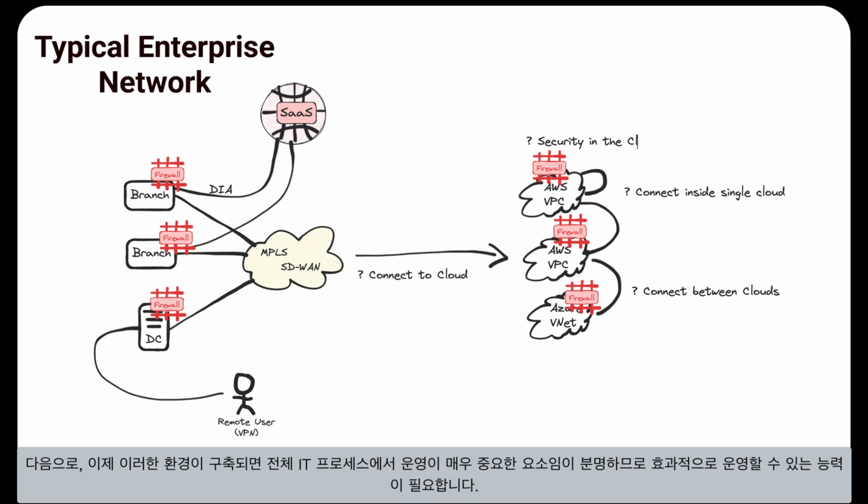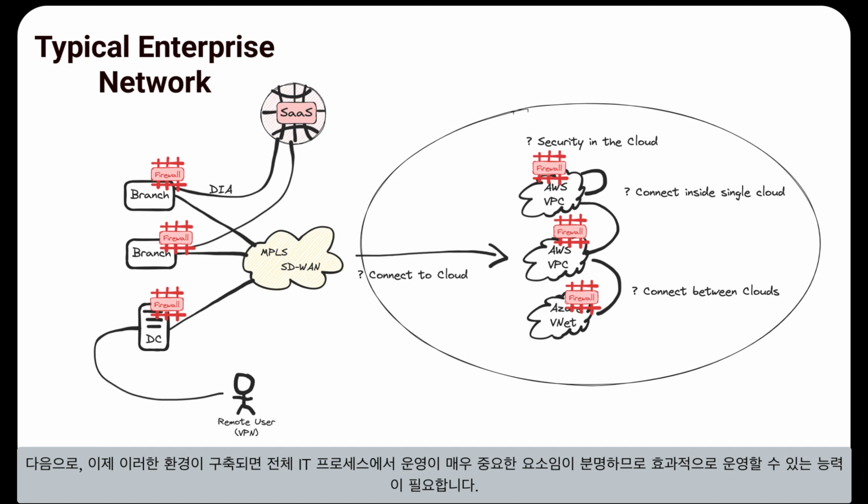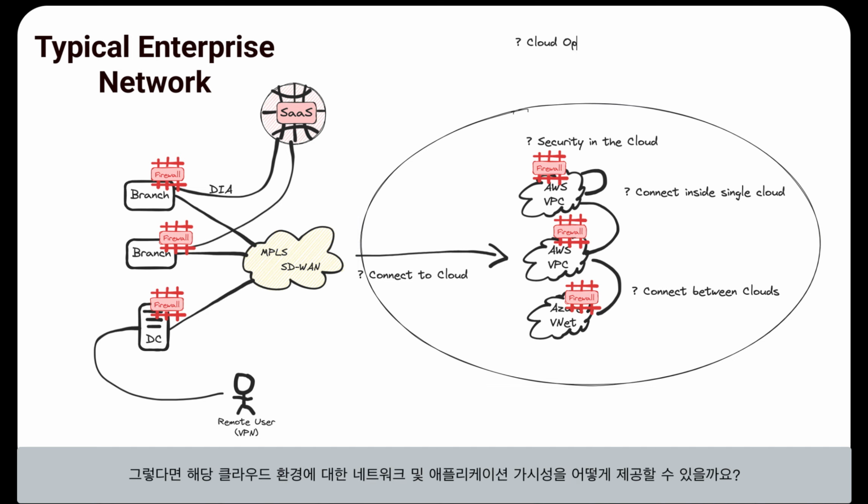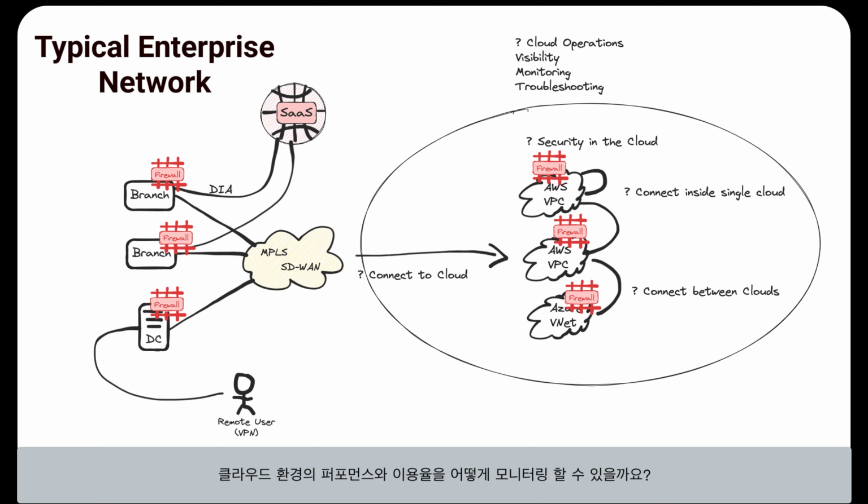Next, now as this environment is built, we need to have an ability to effectively operate it because operation is obviously a very important element of the overall IT process. So how do we provide network and application visibility into this cloud environment? How do we monitor this cloud environment for performance and utilization? And how do we troubleshoot to resolve network and security issues that occur within this cloud environment?